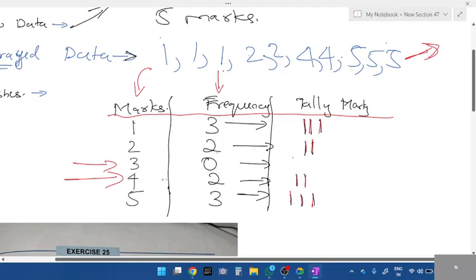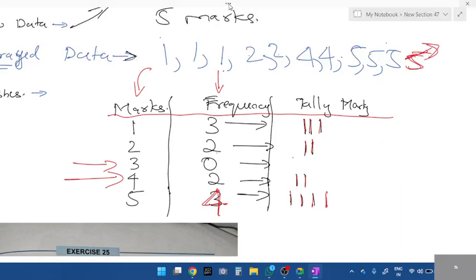How many students have scored 5? 3. Okay, I'll add one more 5 here. Now tell me how many students? 4 students. I'll write 4. Now, what is the highest marks? How many students have scored the highest marks? 4 students have scored the maximum marks.